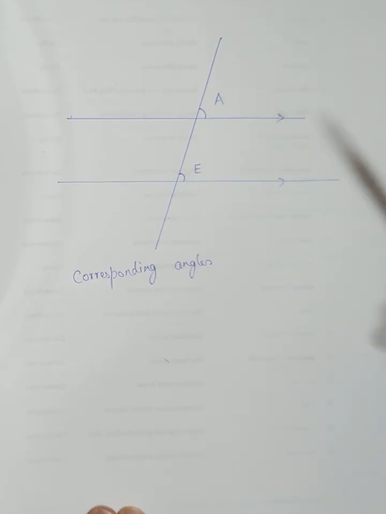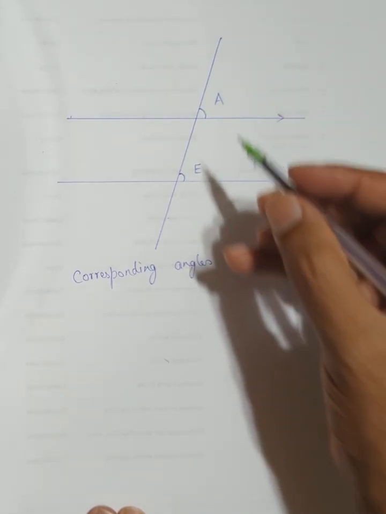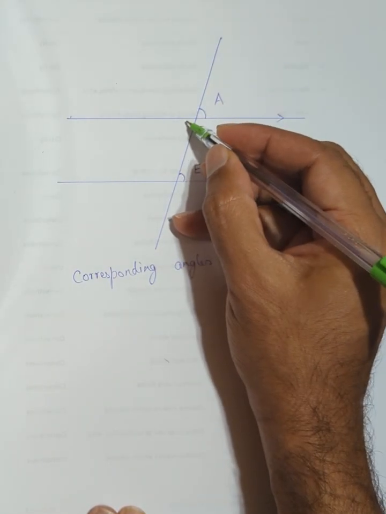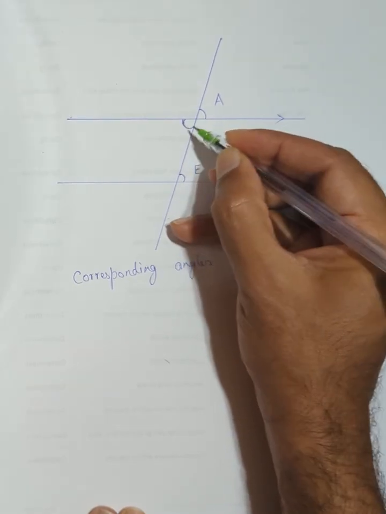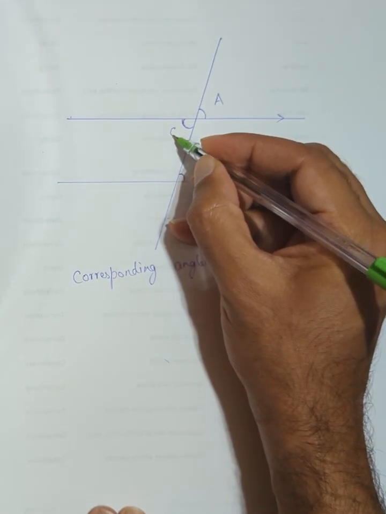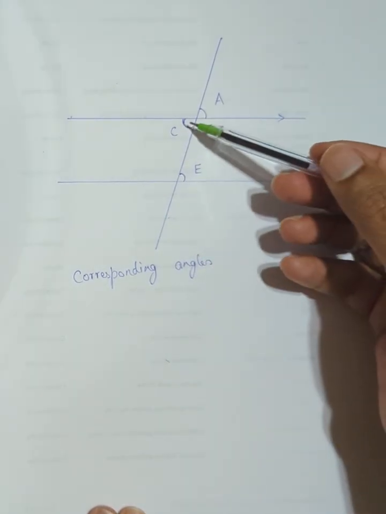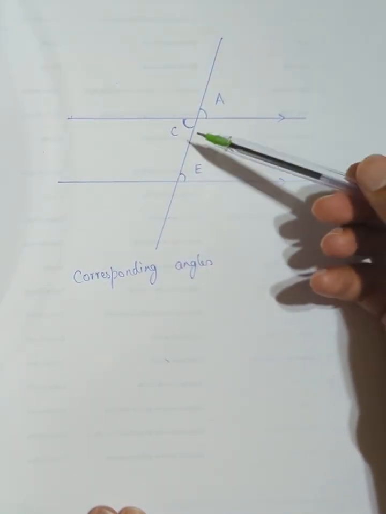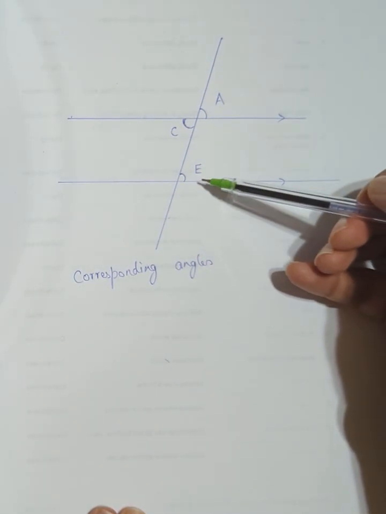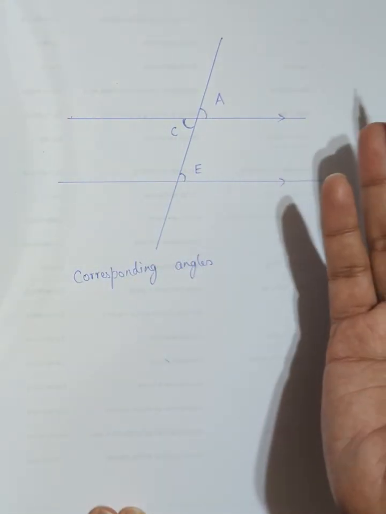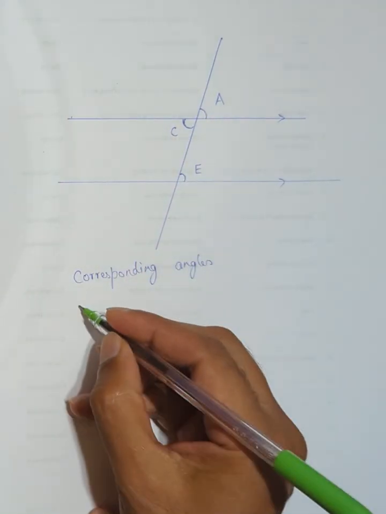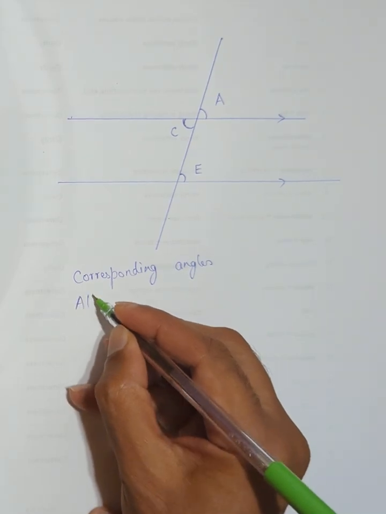So, A and E are corresponding angles, and let's go ahead and label this angle, which was C in our previous picture, and that's also acute. So C and E, they are in the interior space and they are on either side of the transversal. So we call them alternate interior angles.